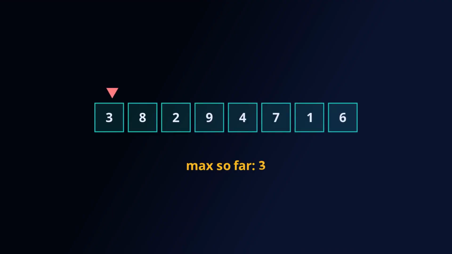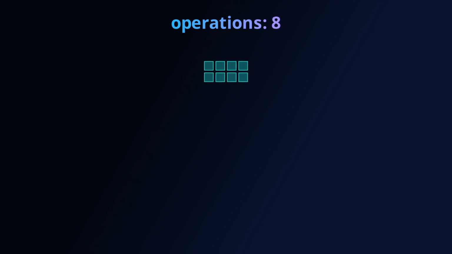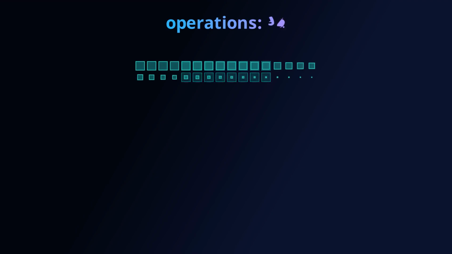You have no shortcuts. You must look at every single element once, keeping track of the biggest one you've seen so far. Let's count. 8 elements means 8 looks, 8 operations. Double it to 16, and now it's 16 operations. Double again to 32, and it's 32. The work marches in lockstep with the input.